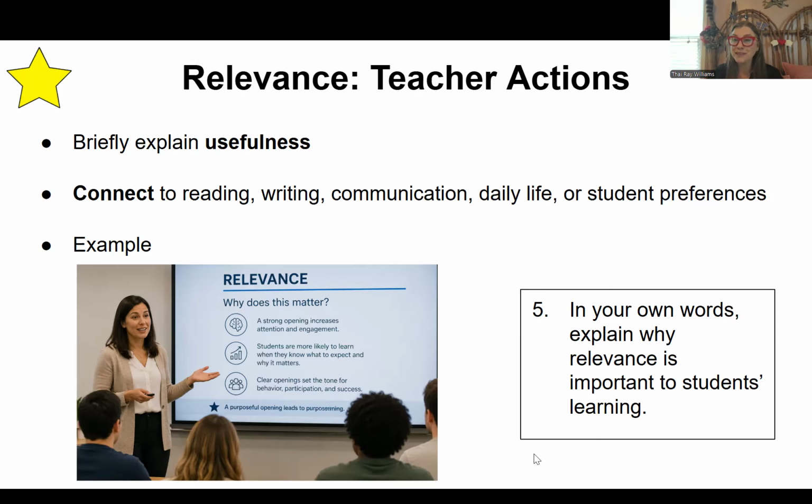And as you probably guessed, number 5: in your own words, explain why relevance is important to students' learning. After you answer that, come on back and we will get ready to wrap up the opening of an explicit instruction lesson.